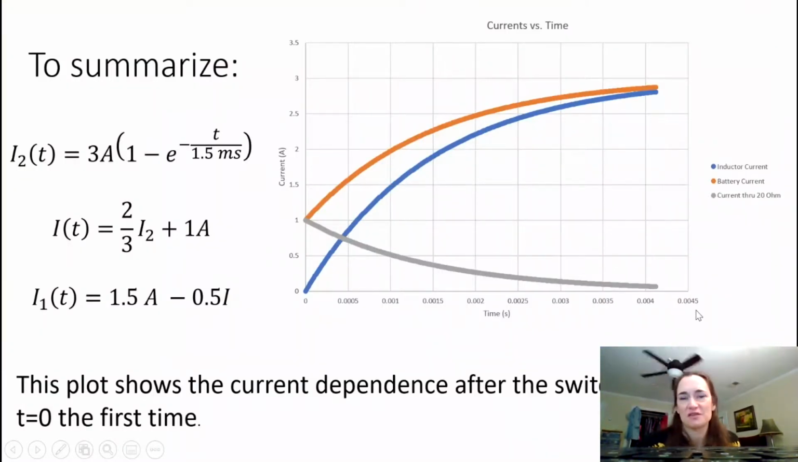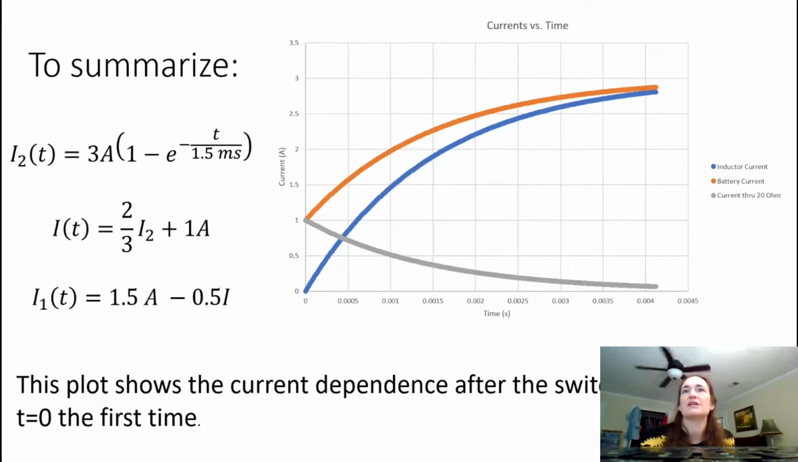Now, we've solved for the current through the inductor. Once we have the current through the inductor, we can figure out all of the other currents using the equations that we've already derived. So I of t, the main current that comes from the battery, is 2/3 I2 plus 1 amp. Since we've solved for I2, which is the current through the inductor, we also know I. And if we know I, we also know I1, because there's a simple relationship we derived that relates I1 and I. It's 1.5 amps minus 0.5 times I. So that means I can solve at any time t for all of the currents.